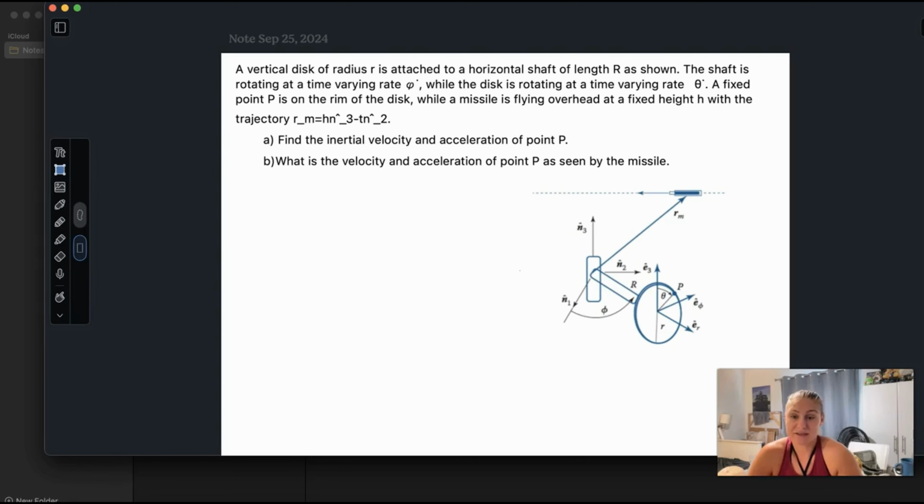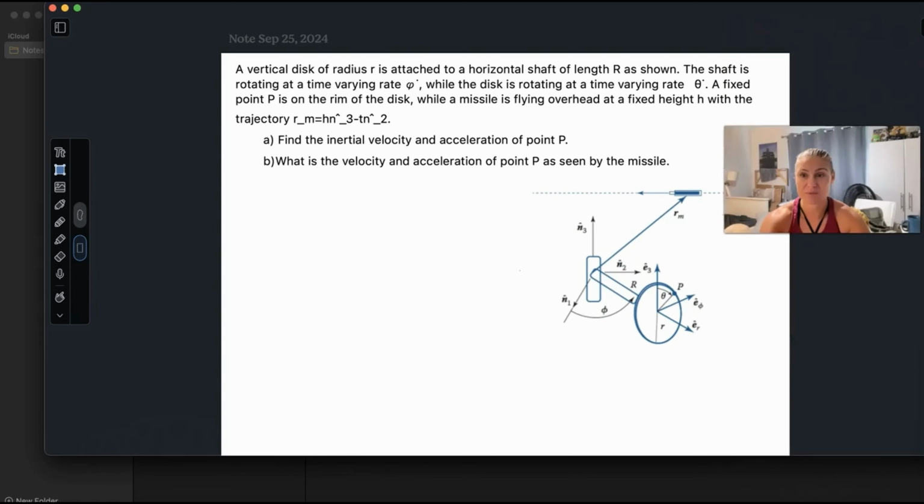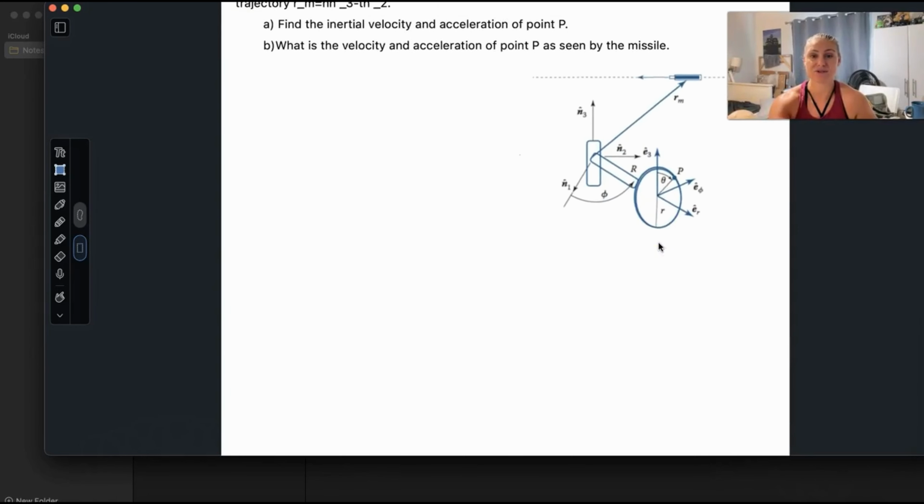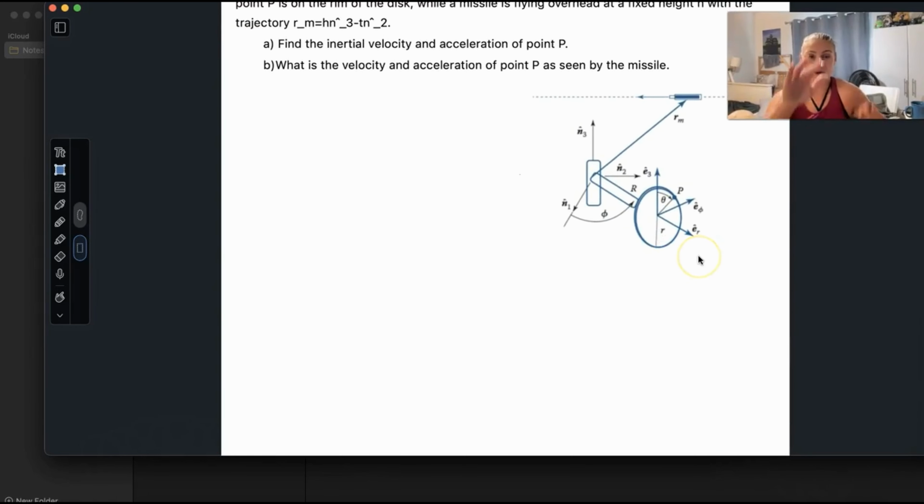I'm going to show you 2 ways to find that, and you can see which one's easier and why we would do it one way versus another. Before we get started, let's just try to figure out what this thing is even doing, and then we'll go back and figure out what we're trying to find. Right now we have 2 reference frames.